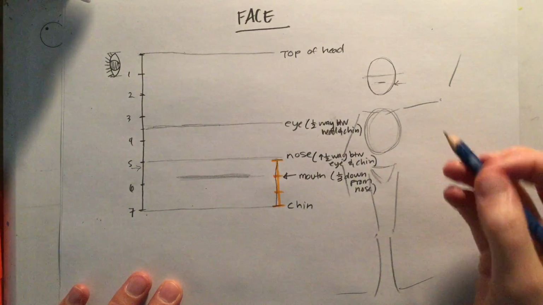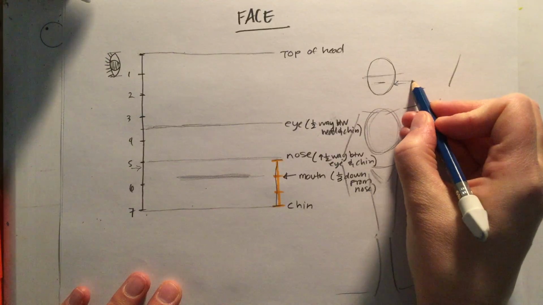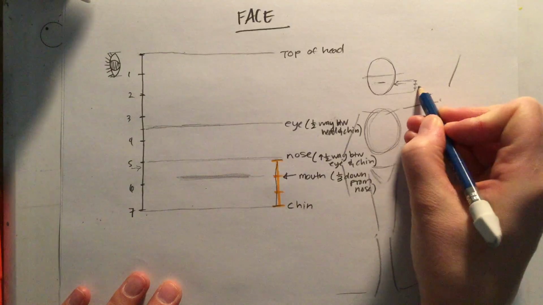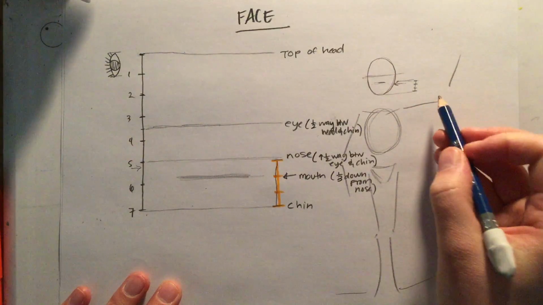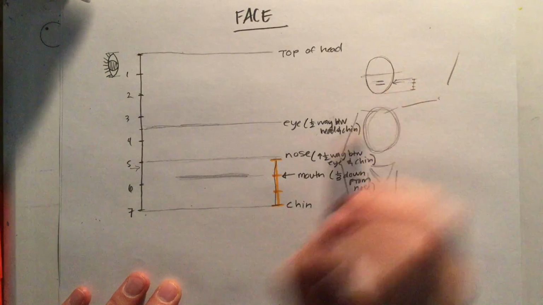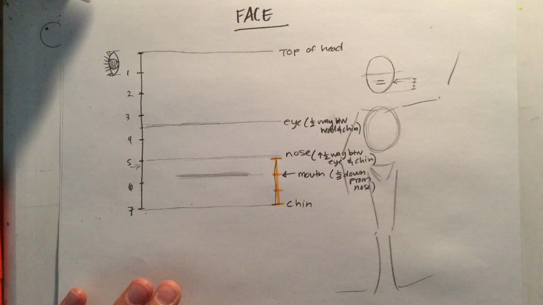Okay, so on our little guy, you can imagine, okay, here's my nose line, here's my chin. If I break this length into thirds, or if you're really good at eyeballing it, that's fine too. My mouth is going to sit somewhere right here.